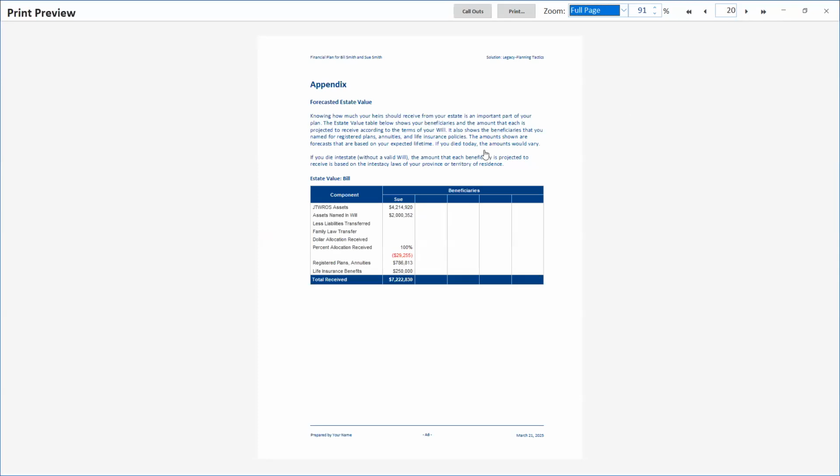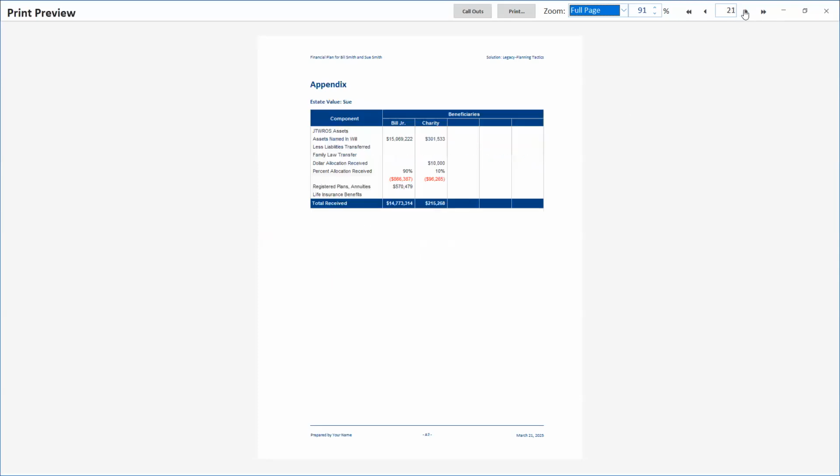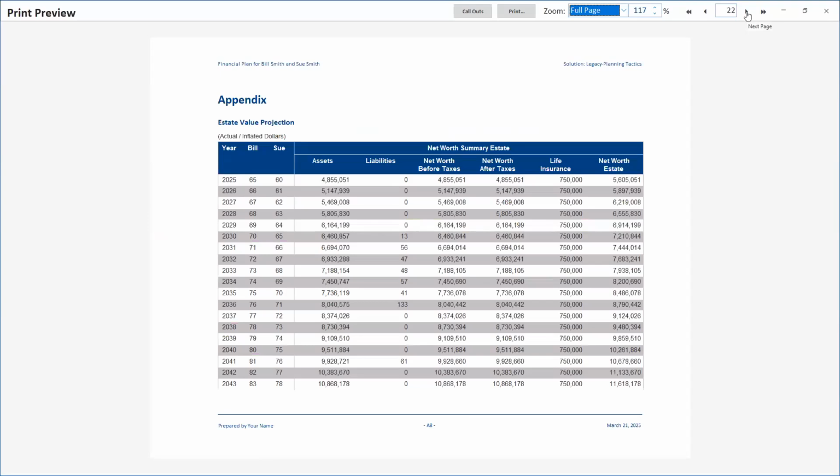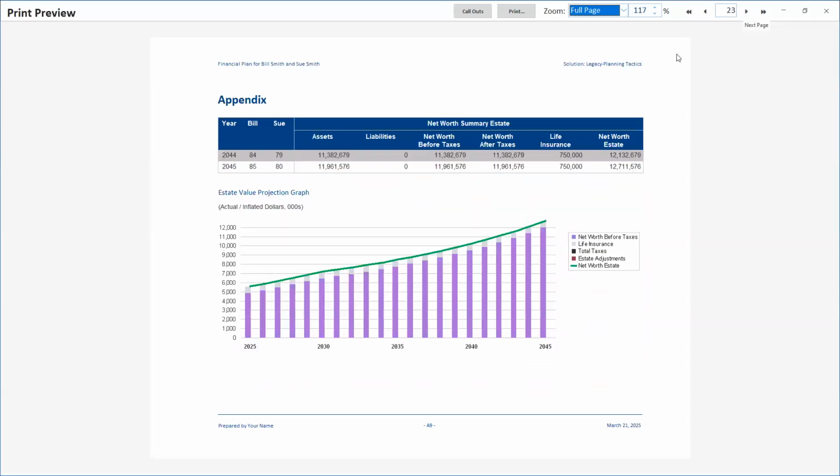And then we get into the forecasted estate value for Sue, also for Bill Jr. and charity. And then you can see the net worth summary of the estate for Bill and Sue over time, which is before taxes, after taxes, and so on. And then you can see here a graph that actually portrays that. And the net worth of the estate, you'll see, is running across the top. And that's because we have the assets, the life insurance that's applied to the estate. And then from that total, we subtract total taxes and estate adjustments.